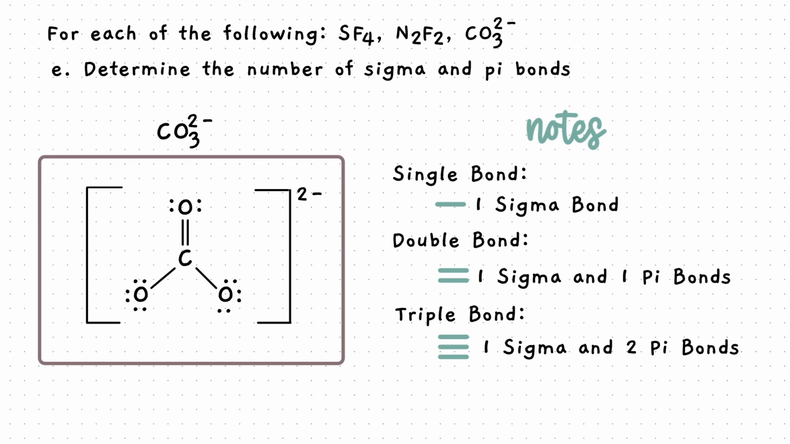For part E, we know that each single bond has 1 sigma bond, and the double bond consists of 1 sigma and 1 pi bond. We have a total of 3 sigma bonds and 1 pi bond.